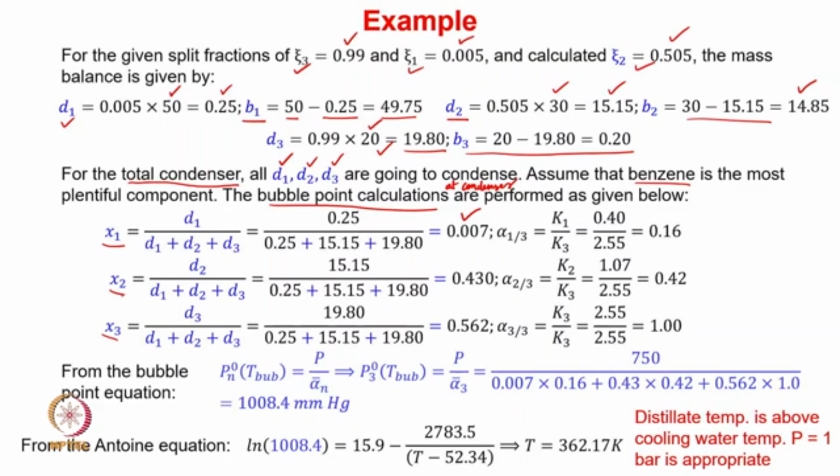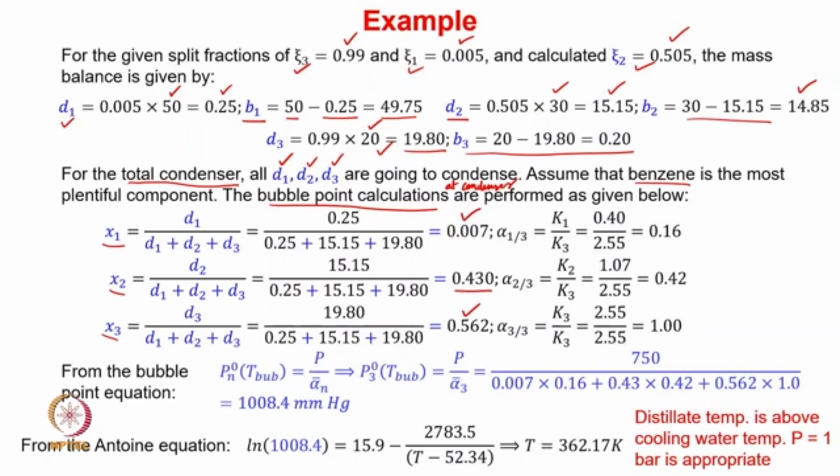Similarly, X2 is the mole fraction of the component 2 in the condensed distillate, which will be D2 divided by D1 plus D2 plus D3. So that comes around 0.430. And similarly we can calculate for X3. Remember, X3 is nothing but what? X3 is benzene. So benzene, the highest mole fraction will be with respect to benzene, which comes around 0.562.